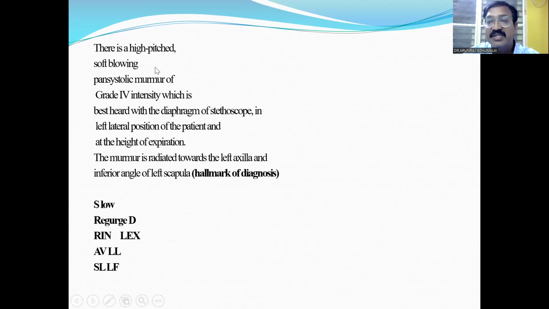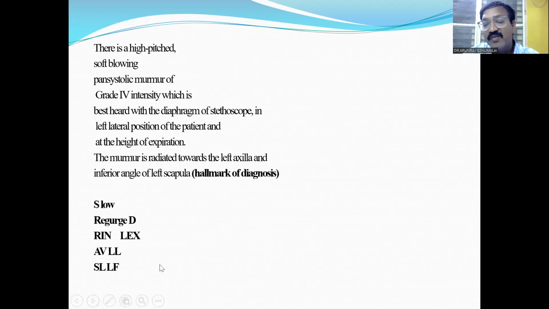So the mitral regurgitation murmur will be a high-pitched, blowing, pan-systolic, grade 4 intensity murmur, best heard with the diaphragm of the stethoscope in the left lateral position at the height of expiration, and the murmur radiates toward the left axilla or the inferior angle of the scapula. All these points you have to tell in a mitral regurgitation murmur.